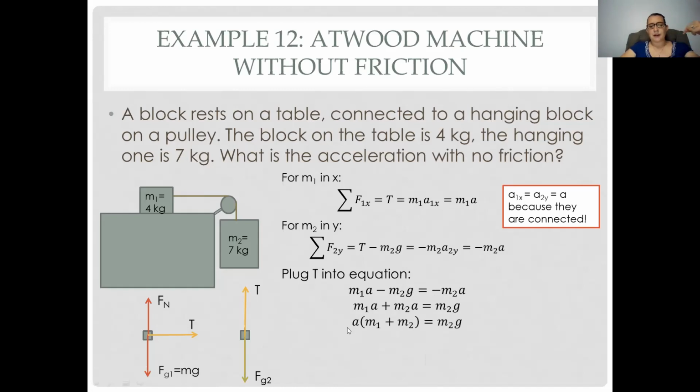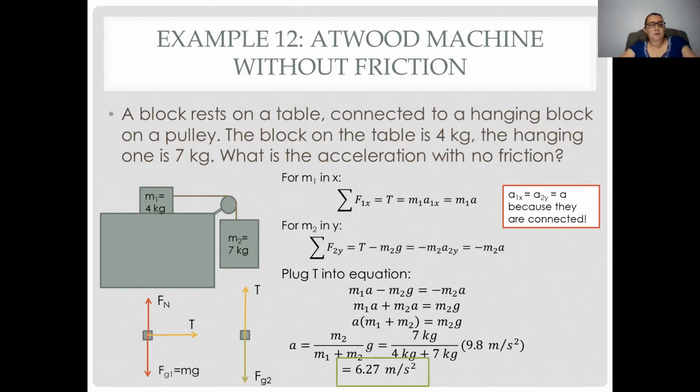So now we can factor out the a, and we get a times M1 plus M2 equals M2G. Divide both sides by M1 plus M2, and that gives us our equation for acceleration. Now we can plug in the numbers that we know. M2 is 7 kilograms, M1 is 4 kilograms, G is 9.8 meters per second squared. That gives us an acceleration of 6.27 meters per second.